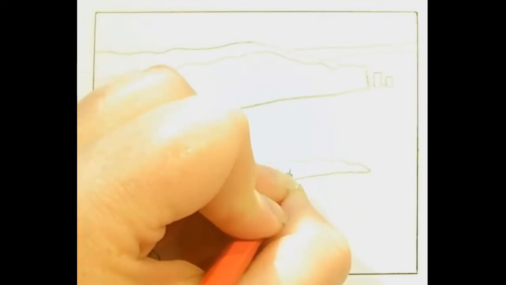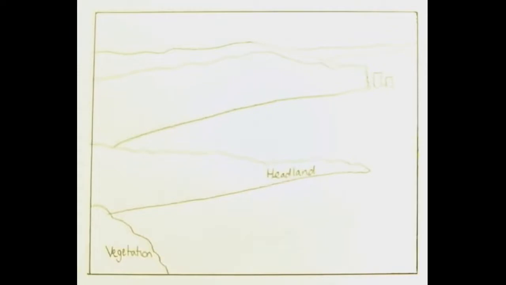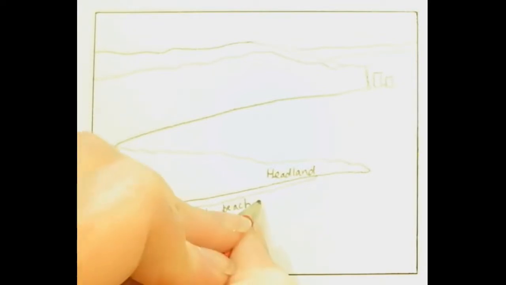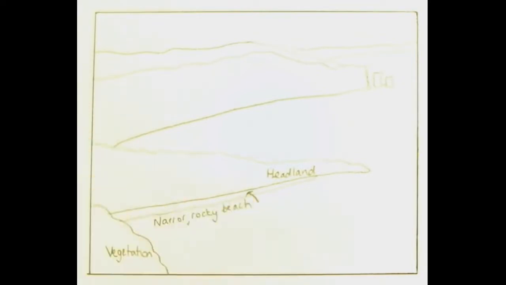Now I need to add some labels. So at the front I had vegetation. I've got my first headland. And what I've noticed actually, looking at this diagram now I look, is actually all the way along the bottom of this headland, there's a very narrow rocky beach. I'm going to put that on. So narrow, rocky beach. So adjectives help clarify, and I'm going to put an arrow because I wasn't able to write on that bit.